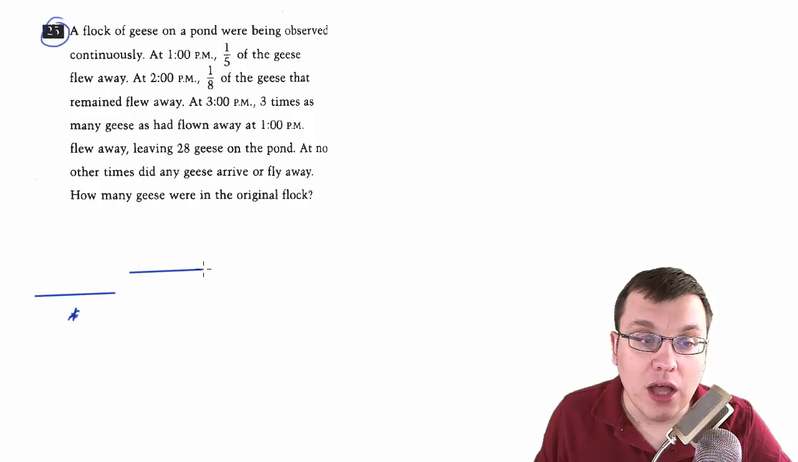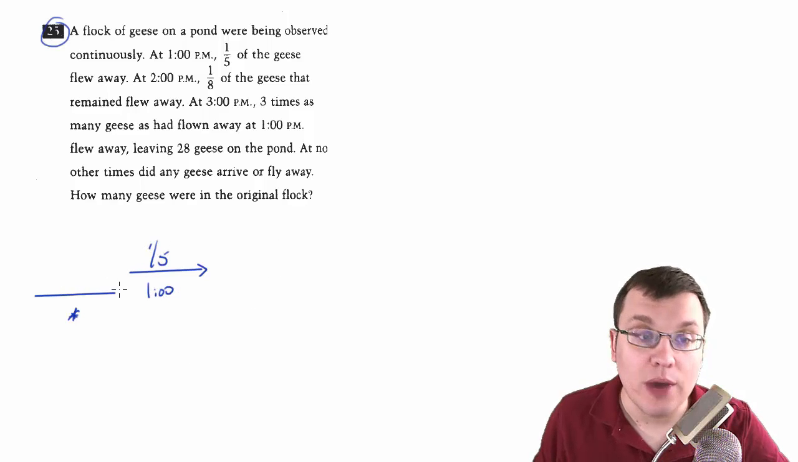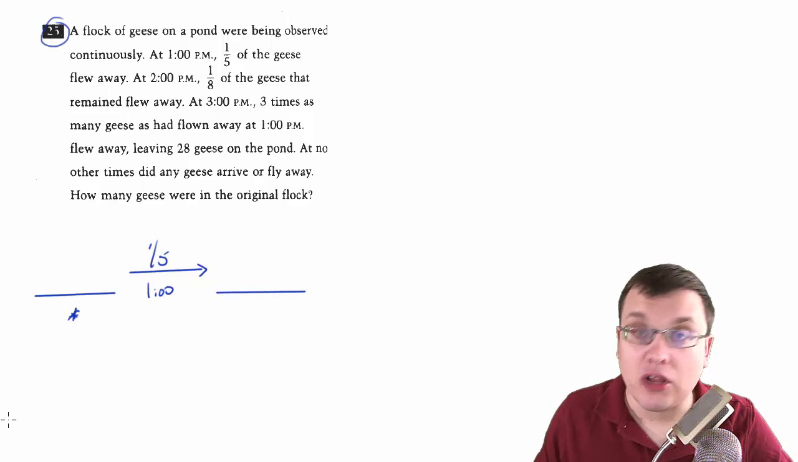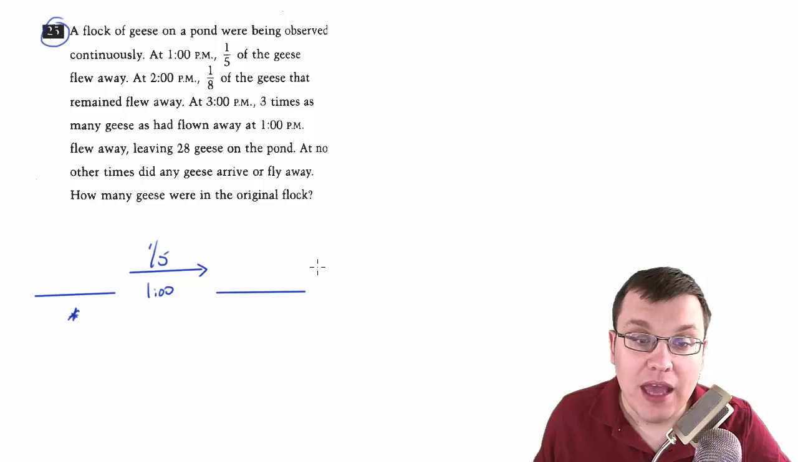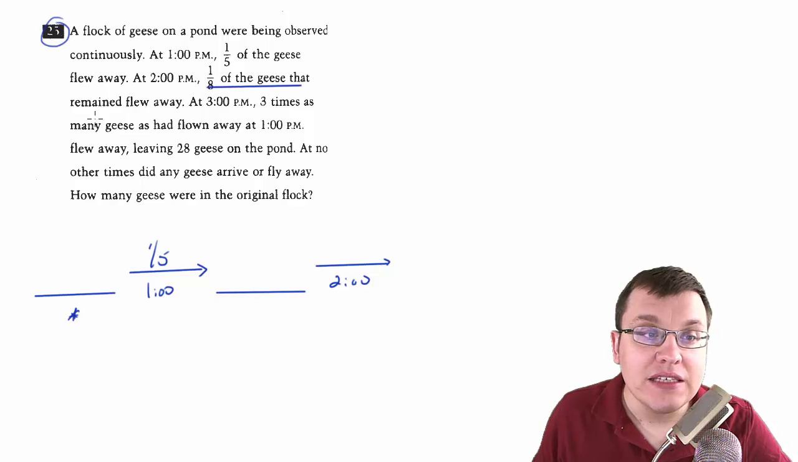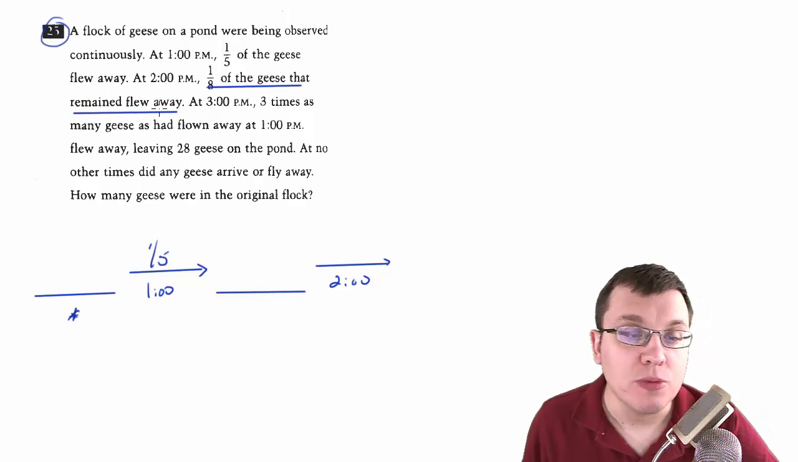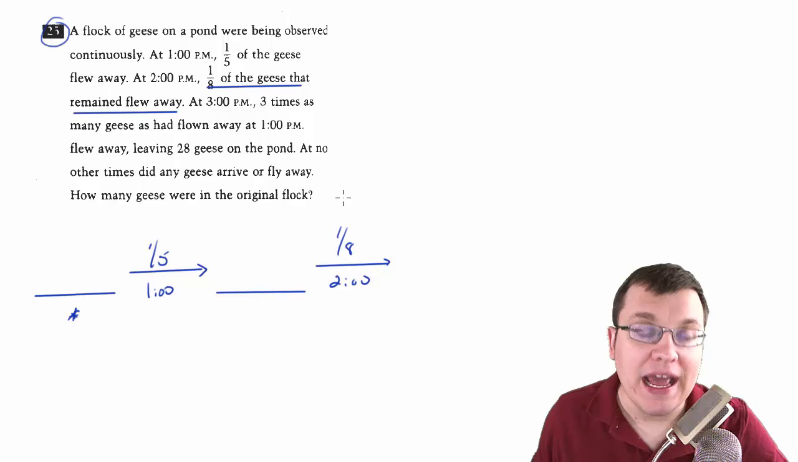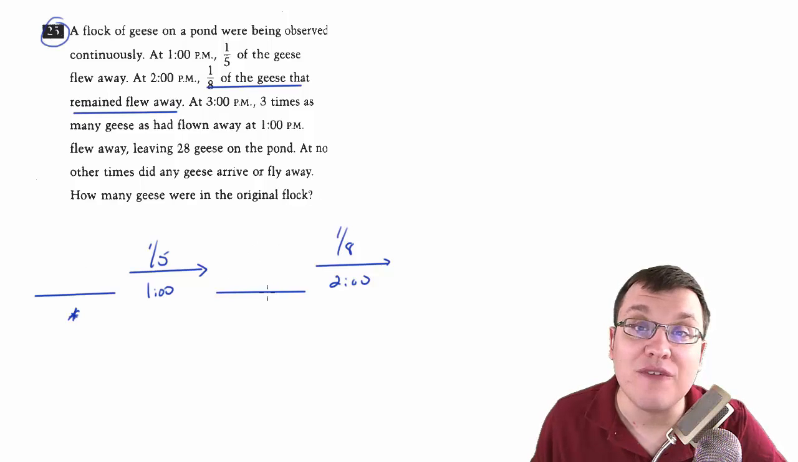And at 1 o'clock, 1/5 of this amount flies away. That means we're going to have a certain amount at 1 o'clock, after that 1/5 flies away. Now at 2 o'clock, which is the next step, 1/8 of the geese that remained flew away. So be very careful here. It's not simply 1/8 flying away, because that would be 1/8 of this original total. It's 1/8 of whatever is left over.